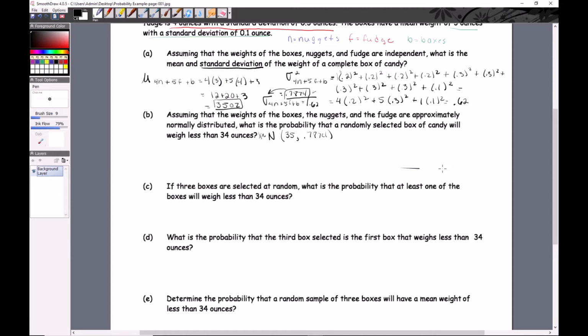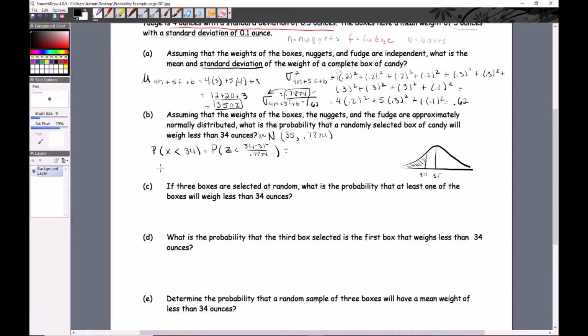If we're going to go ahead and do what we normally do and just create a normal curve representation of the situation, here's 35 and here's 34, and we're interested in everything less. So that's it. We're all set up. So this is the probability that X, any one box, is less than 34 ounces. And that's the same as the probability that Z is less than 34 minus 35, divided by 0.7874. And that should get us going because everything is set.